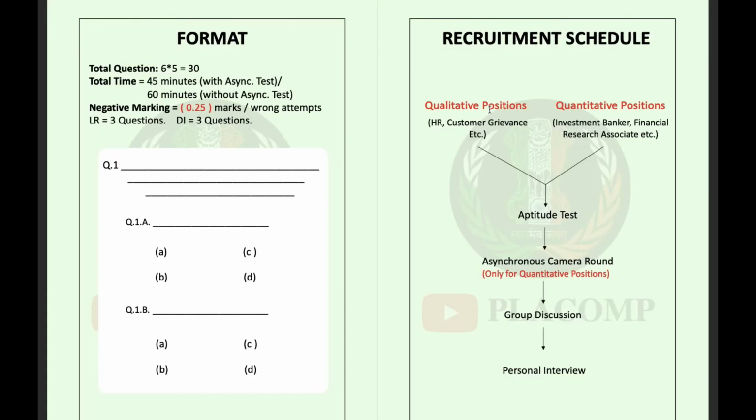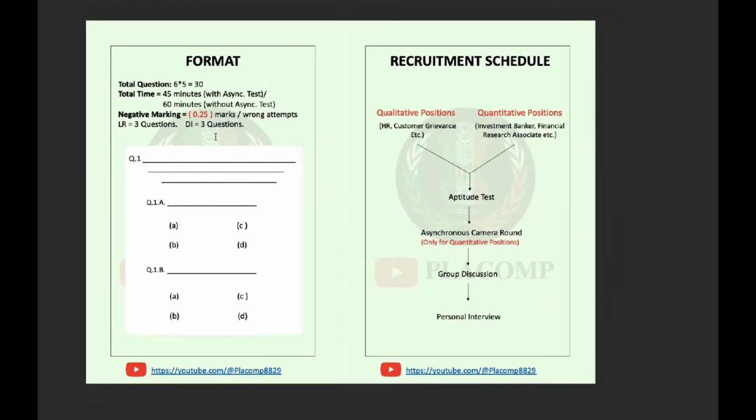So take it seriously. Now, there is 0.25 marks as negative marking. So do not try to attempt all the questions. Out of 30 questions, what I have seen at my type of placement is that people who had attempted 20 to 21 questions were able to pass. So that is the same pattern I would like to tell you. There would typically be three questions of logical reasoning as well as three questions from data interpretation. Each question goes with five parts. I think you are able to understand what I'm trying to say.